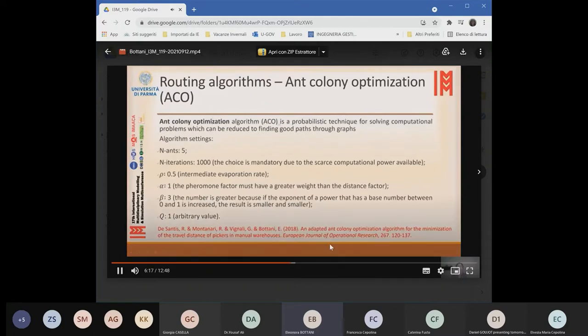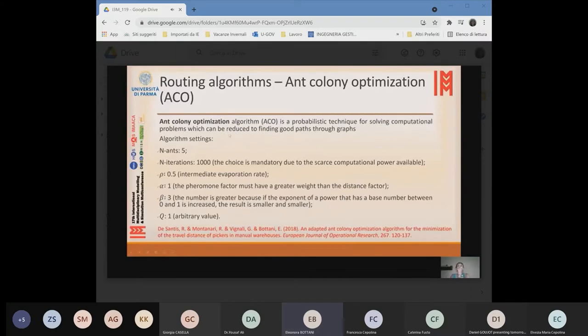Ant colony optimization is an algorithm based on probabilistic techniques used for solving computational problems that can be reduced to finding good paths through graphs. There are examples in literature of the usage of ant colony optimization in the context of picking. In particular, the authors have developed this study that exactly proposed the application of ant colony optimization for picking optimization in manual warehouses. The algorithm settings are the following: number of ants 5, number of iterations 1000, the evaporation rate 0.5, the pheromone factor 1, the relative importance of the exponent set at 3, and Q is 1, an arbitrary value.